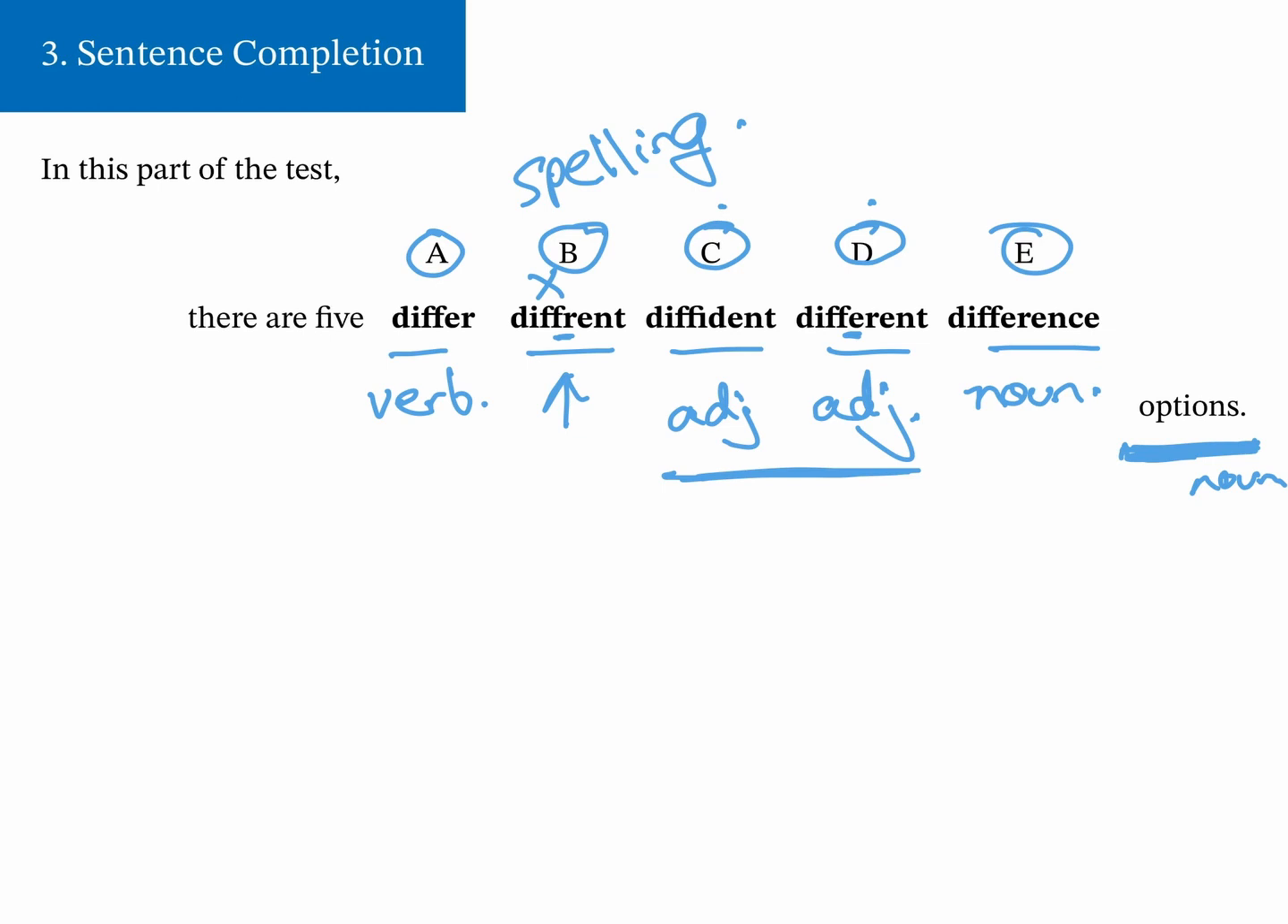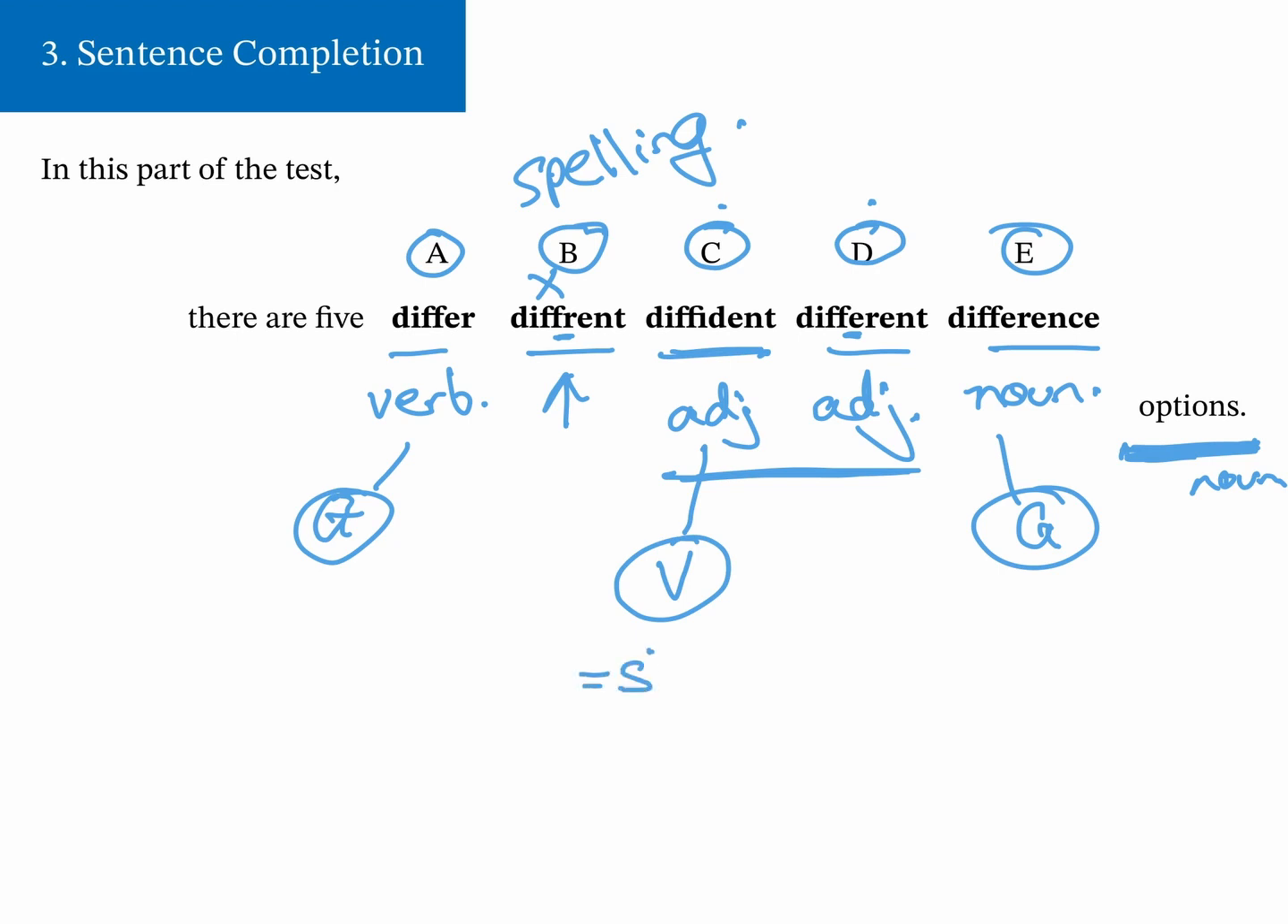So you've got some options which are testing grammar. You've got some options which are testing spelling, and you also have some options which are testing vocabulary, because we have this adjective diffident, which is an adjective, but it's actually from a different word family. It means kind of similar to shy. So we know that we don't have 5 shy options, we have 5 different options. So the correct answer here, the one that we want, is this one, D, different.